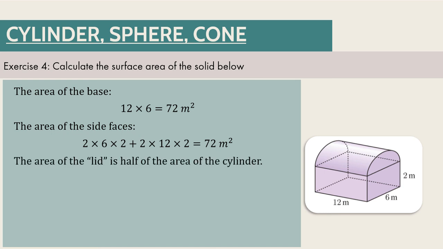Now we come to the area of the lid. The area of the lid is half the area of the full cylinder. So the trick is to find the base radius of this cylinder. It is not given, but you can figure it out quite easily. That is the trick in this problem. Okay, now have you found the radius of the cylinder yet? It is 6 divided by 2 equals 3 meters.